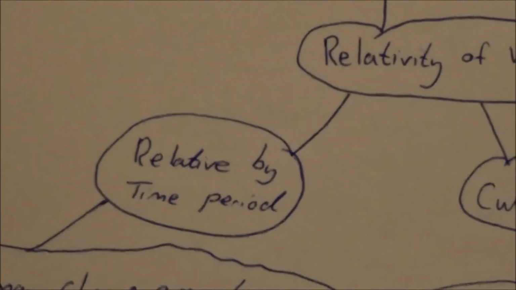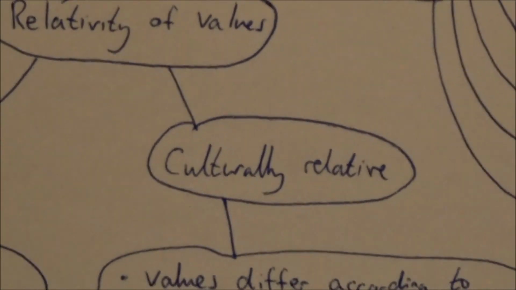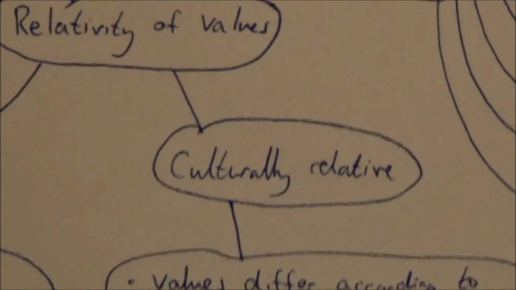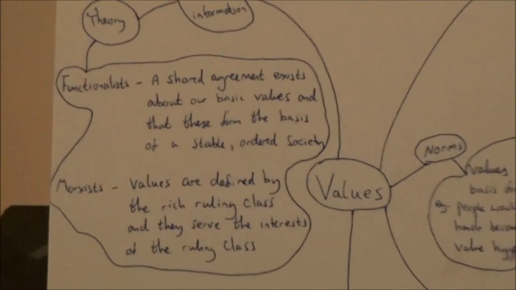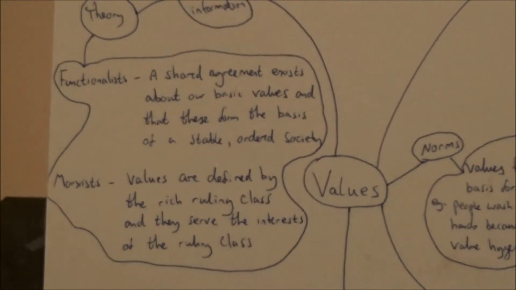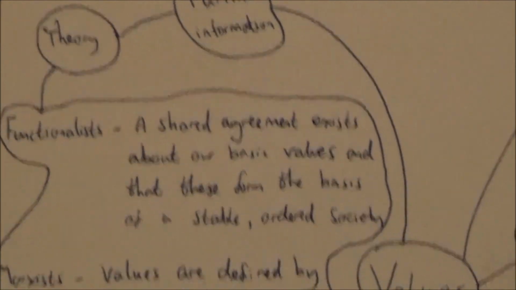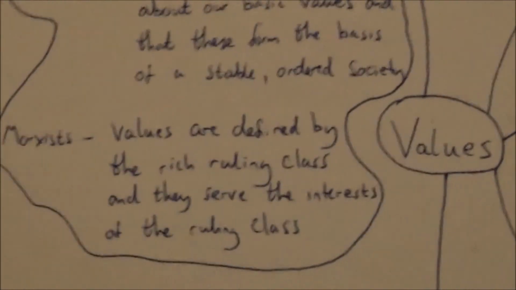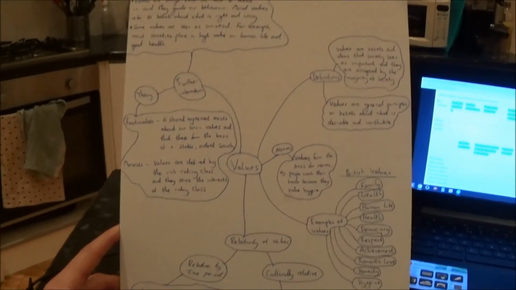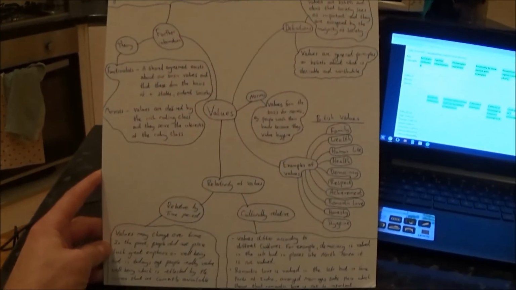So they're relative by time period, as in they change over time, and they are culturally relative, as in they may change according to a particular culture. And then I've got some information about those 2 points right there. Lastly, I've got some theoretical concepts. So what do functionalists believe about values, and also what do Marxists believe about values, or really relevant information. So that is my revision card right there.